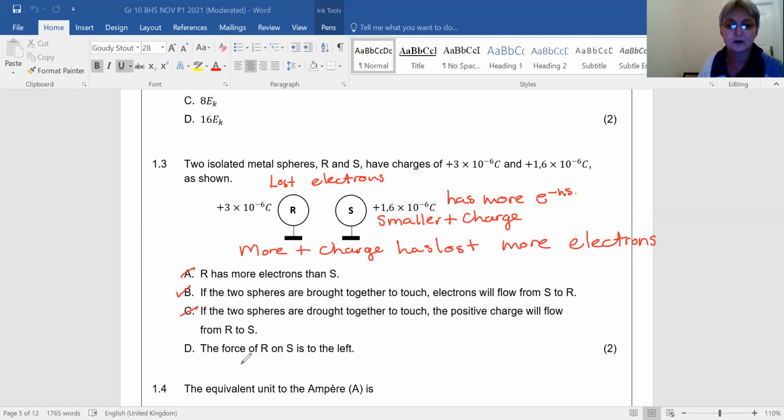And the force of R on S is to the left. Now, that can't be possible because R will repel S. R repels S, so that would be a force to the right. So number D is also not a possible answer.